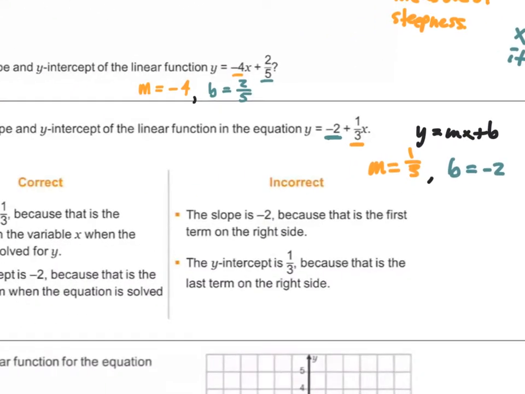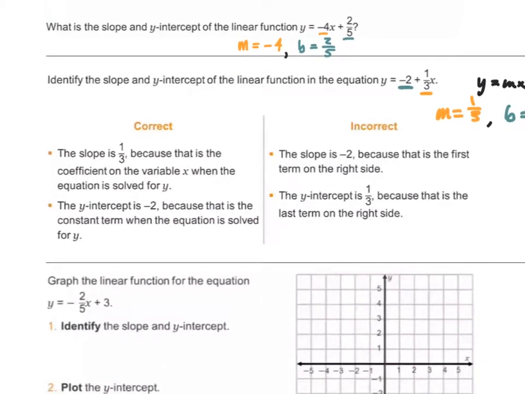Okay, and you can read through this. Yeah, and we just kind of wrote that out. So the correct way, the slope is 1/3 because it is the coefficient of the variable x when the equation is solved for y. The y-intercept is negative 2, and that is because it is the constant term when the equation is solved for y. All right. The incorrect way to think about it is to say that the slope is negative 2 because it is the first term on the right side. And that's what we were kind of talking about earlier, but we just want to make sure that it's the number in front of the x, okay?